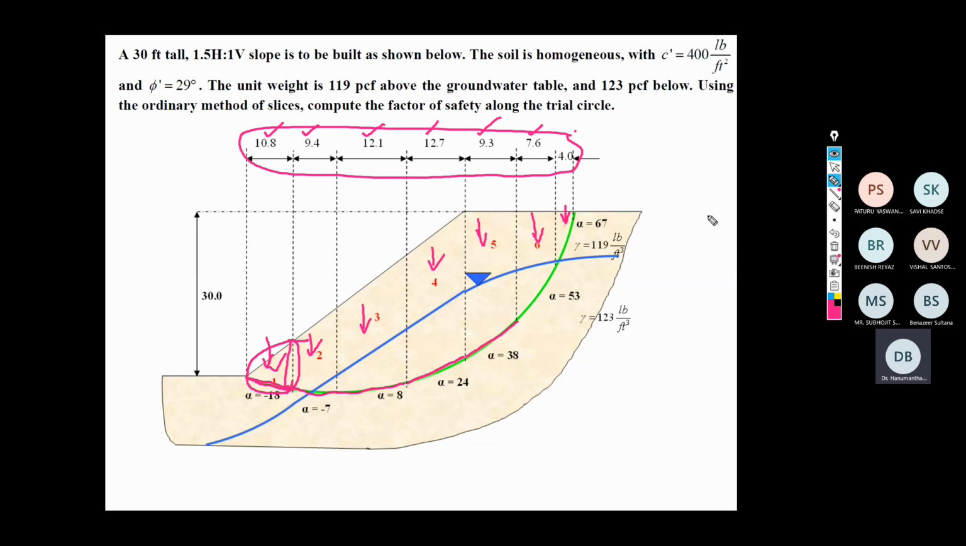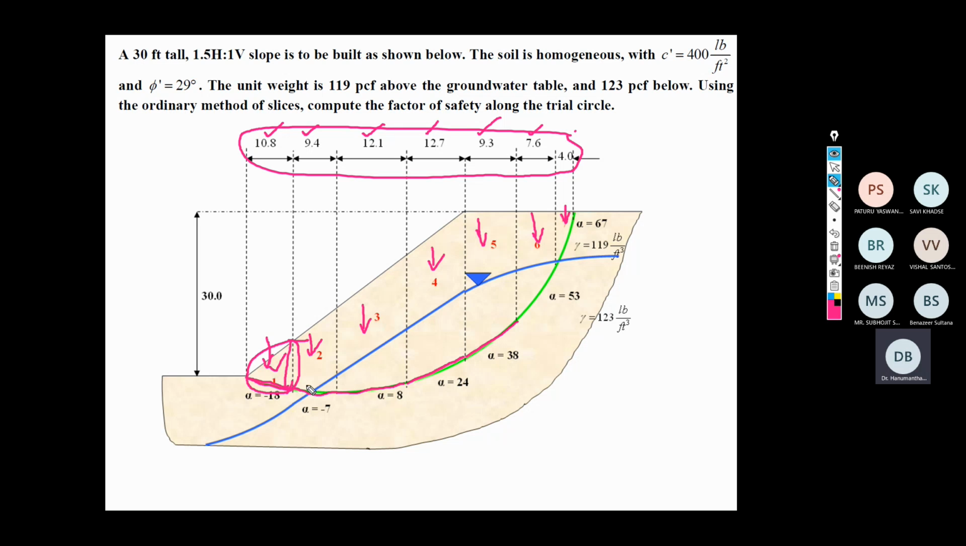This height can be determined if you redraw or reproduce this entire slope on your graph sheet. So I encourage everyone, reproduce the same graph on your graph paper and try to calculate the area of each slice and multiply that area with the density. Thereby you get the total weight of the respective slice. It is very simple, but that reinforces your fundamentals and your concepts on how the software calculates the weight.